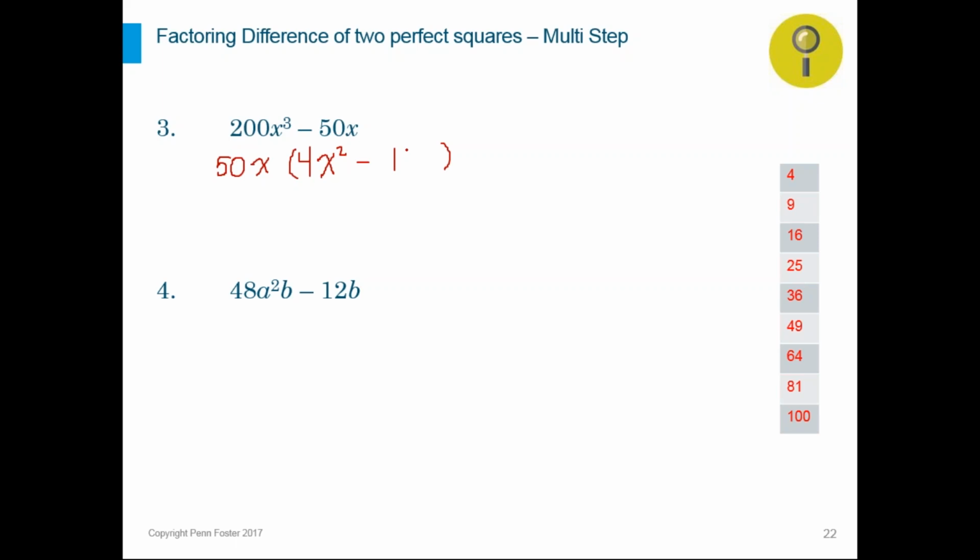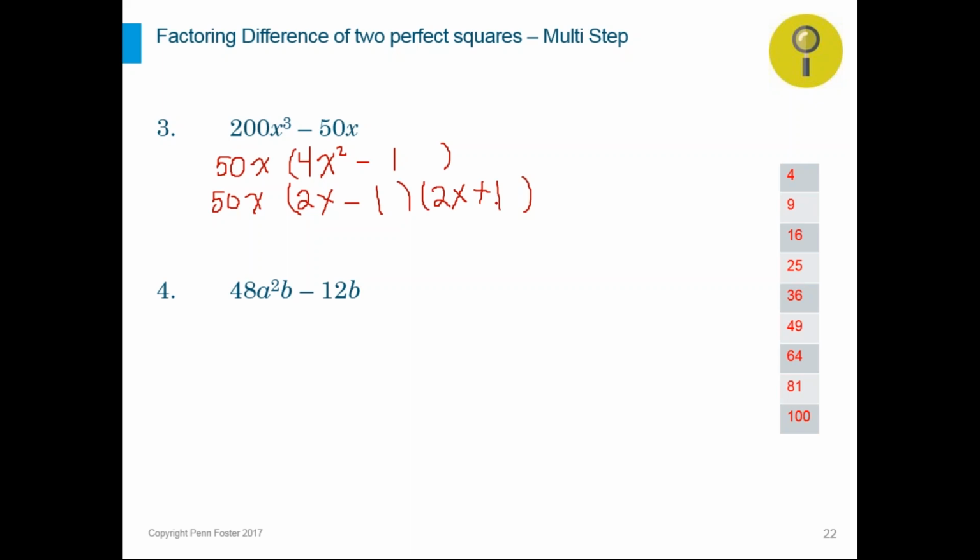Look at the binomial inside the parentheses. This is a difference of two perfect squares. Then I need to factor this side more. I'm going to keep my 50x, but I'm going to do the factoring method. 2x and 2x, once with a minus, once with a plus. The square root of 1 is a 1 and a 1.